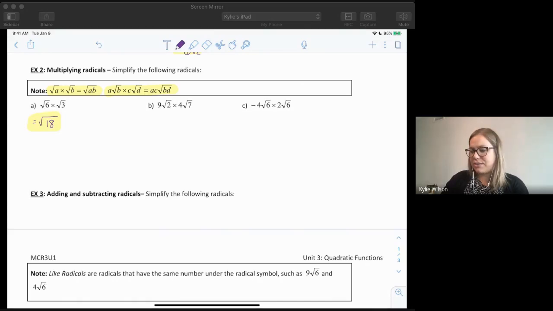Next, I have 9 root 2 times 4 root 7. So what I'm going to do is I'm going to multiply those coefficients first.